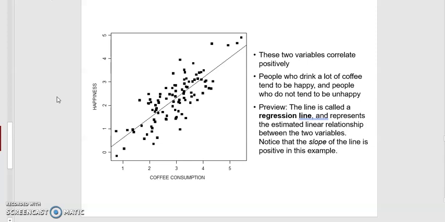So for these, you can see I have a positive correlation. The line you see in this image is a regression line. A regression line is meant to predict something. So based on your coffee consumption, can I predict how happy you are? Based on your hours studied, can I predict your exam score? Based on measurements of a fetus, can I predict a birth date, a due date?